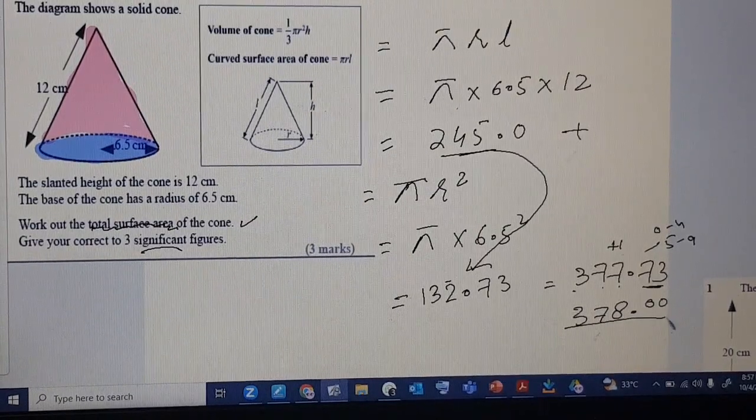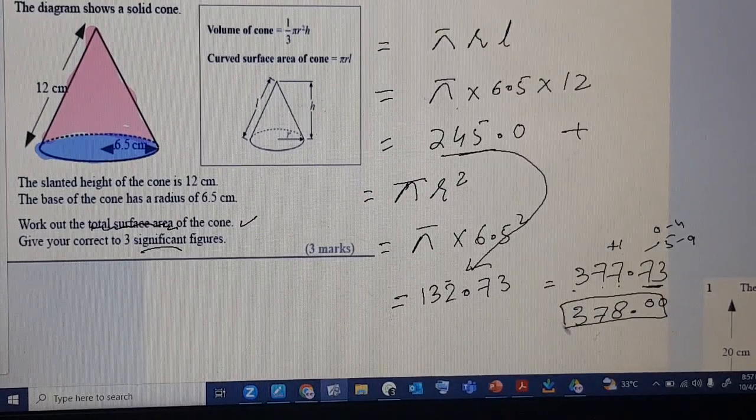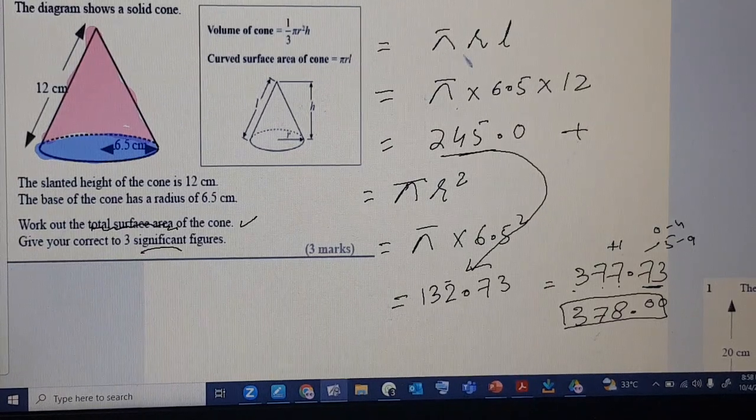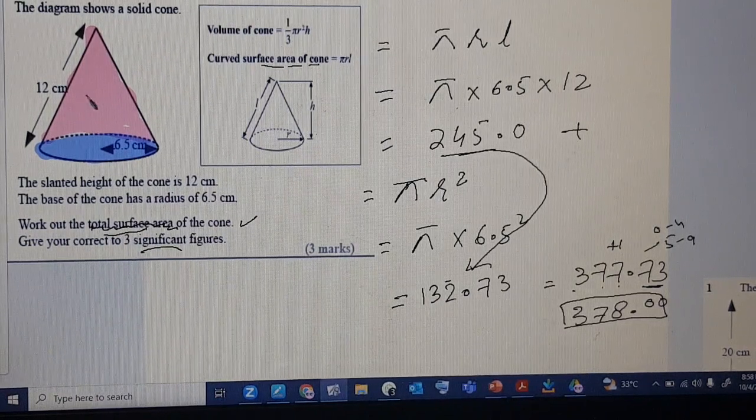378 is going to be my answer for three significant figures. Now look, I will rephrase the question again quickly. Pi r L is the formula to find the curved surface area. They told me to find the total surface area, so I found the surface area of this shape first, the curved surface area. Then I found the surface area of the circle at the bottom. Then I added both of them, and that's my answer.